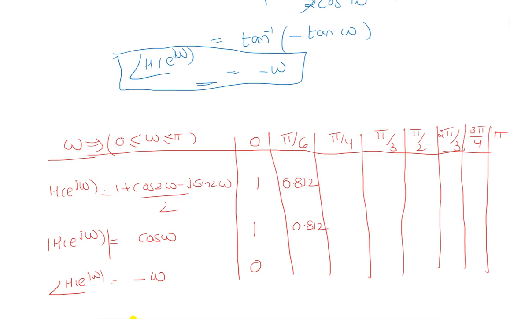And for the phase, omega is pi by 6 and minus omega, so its value is equal to minus pi by 6. When you substitute pi by 4, its value is equal to 0.707, and its phase value is equal to minus pi by 4.